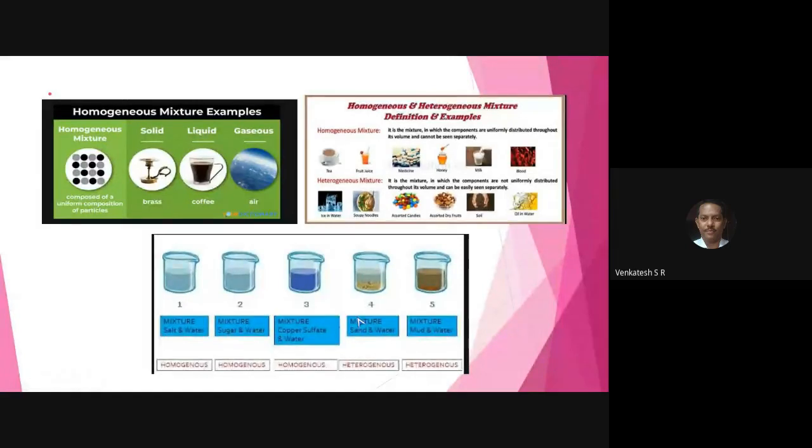For this, a good example: homogeneous, all of you observe here, is a homogeneous mixture of the same type of liquid. And this is brass, a mixture of copper, tin, zinc and lead, and the coffee decoction of coffee powder, water and sugar.